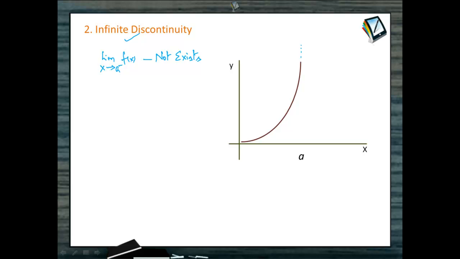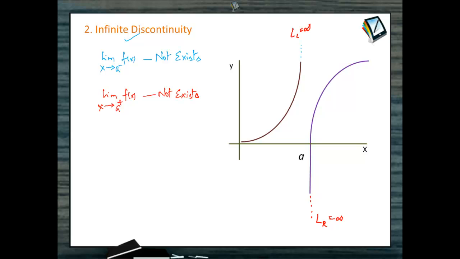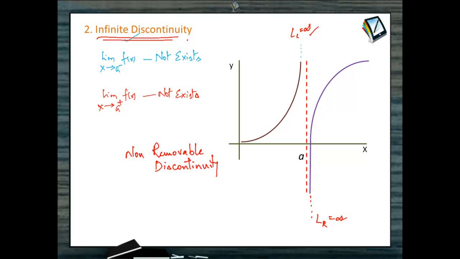Sometimes it may also be possible that even limit x tends to a plus f of x may not exist. What happens in this case? When I approach the function from the right-hand side, it will again go up to infinity. You cannot calculate the right-hand limit. The left-hand limit is infinity, as well as the right-hand limit is infinity. So at A, this graph will never touch the f of a line, right? Such a discontinuity also cannot be removed. So this is definitely a case of non-removable discontinuity, and this non-removable discontinuity is arising because of non-existence of at least one one-sided limit, becoming infinity. Such a discontinuity is called an infinite discontinuity, right?